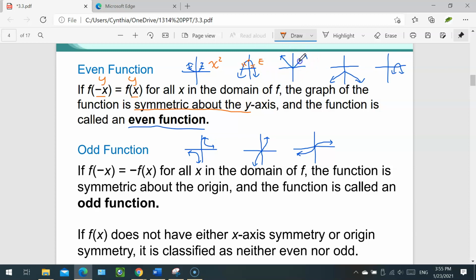Absolute value function: the graph is symmetric about the y-axis as well because the left-hand side part is equivalent to the right-hand side. So this is an even function. The downward V shape, the negative absolute value function, is symmetric with respect to the y-axis as well. So this is an even function.